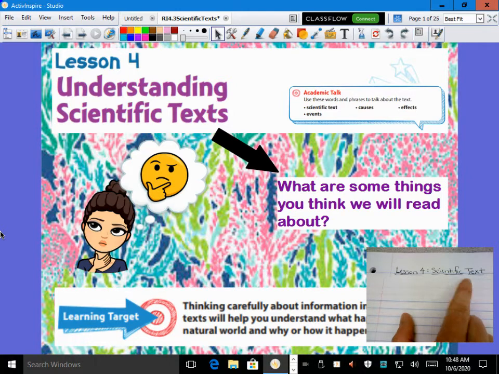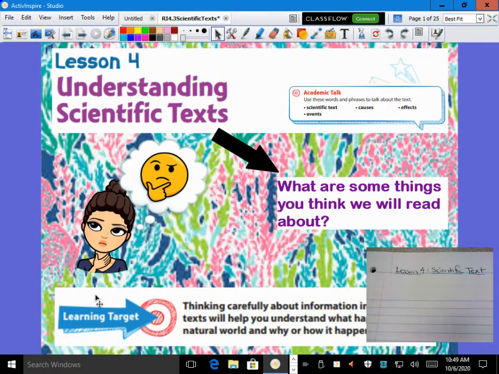So, when I say scientific text, what do you think it is that we're going to read about? Well, scientific sounds a lot like the word science, right? And so scientific text is actually one of our vocabulary words we'll take a look at. And so when we talk about scientific text, we're also going to be reviewing over the idea of causes and effects and certain events. And if you look down at our learning target here, the events that we're going to talk about are the events that happen in the natural world.